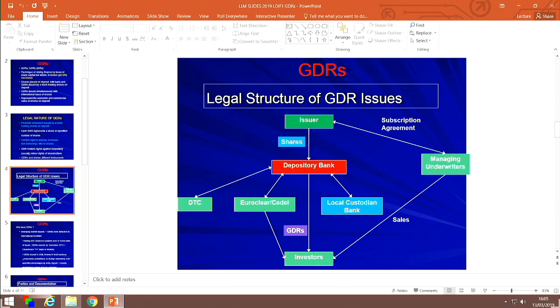There is no title to the shares in the hands of the GDR investor. If you have the shares delivered to you, then you become a shareholder. Just like in bonds, when you have the definitives delivered to you from the clearance system, you become a bondholder. It's the same structure.